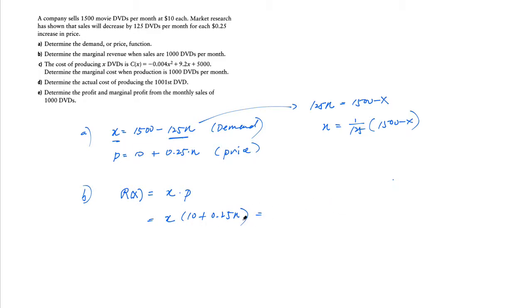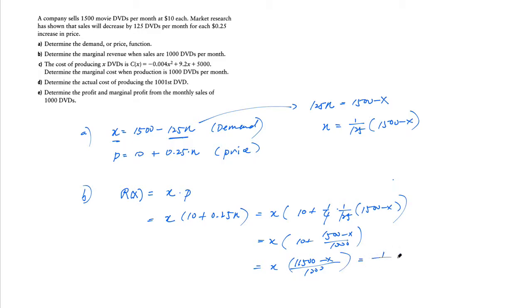Okay, so our revenue as a function of x is going to be x times 10 plus a quarter, I'm going to change it to a fraction, like that. That's 10 plus, that's 1,000 I believe. So it's 1,500 minus x over 1,000. Then if you change it to one fraction over 1,000, you get 10,000 plus this, so that's 11,500 minus x. So that's our function. I'm actually going to pull out the 1,000 to the front, times x.